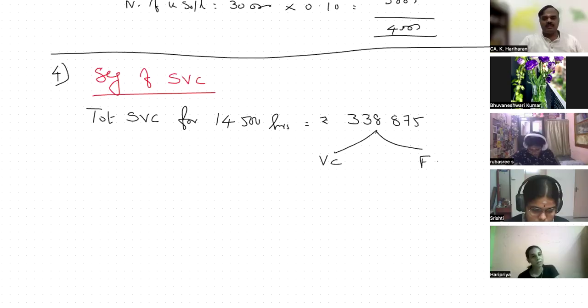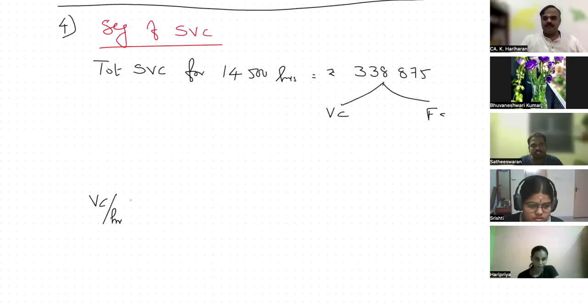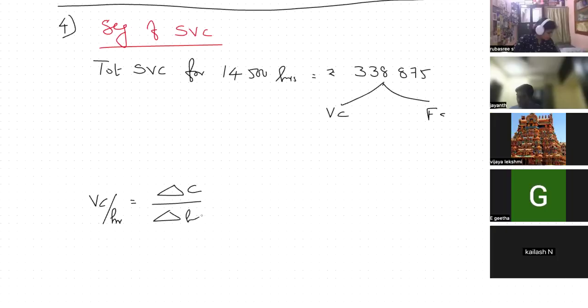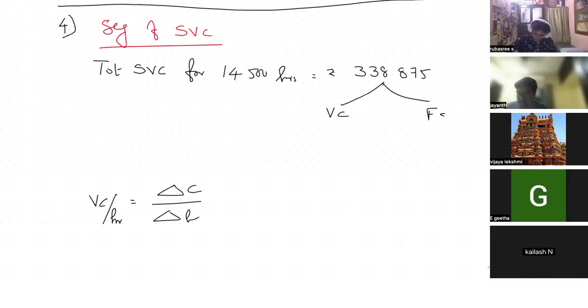Now, variable cost, instead of per unit, here is per hour, because only hours are available. Variable cost per hour is equal to change in cost divided by change in hours. Am I right or not, my dears? Yes, sir. Now, change in cost from one option to another option: 3,48,625 minus 3,38,875. Change in cost comes to 8,750.